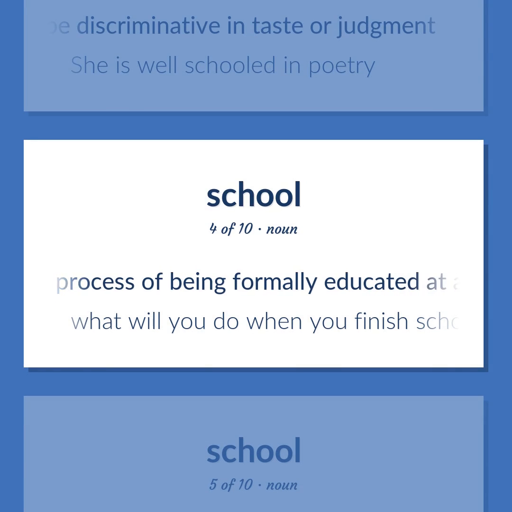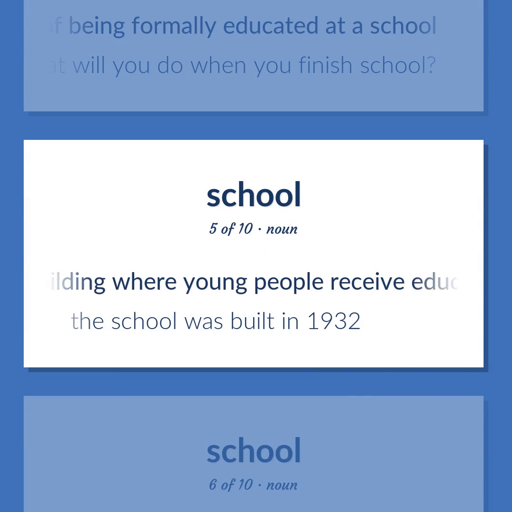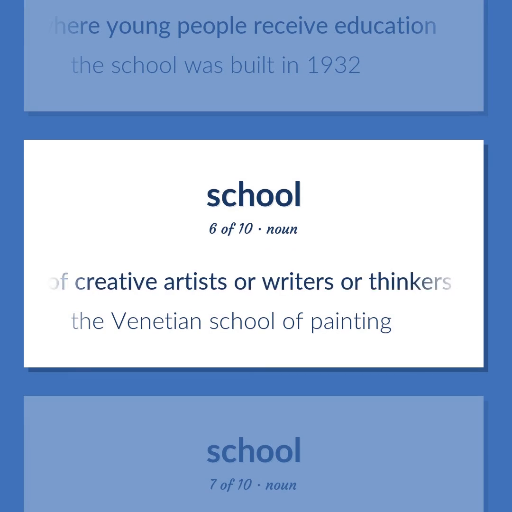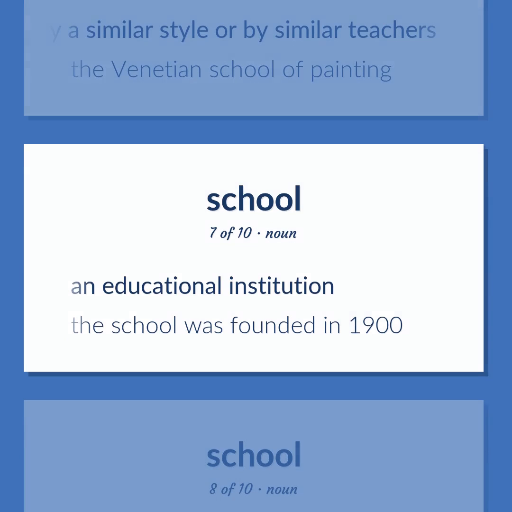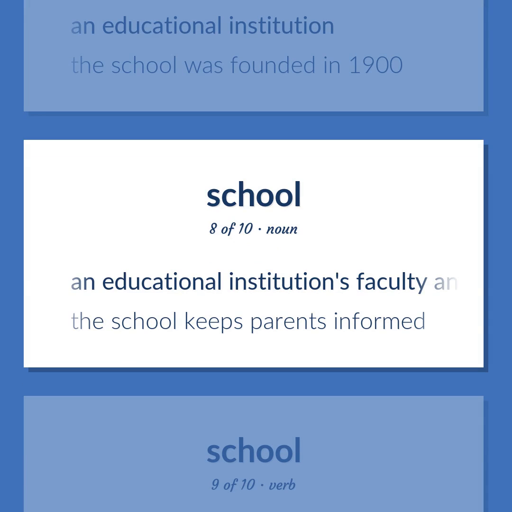The process of being formally educated at a school. What will you do when you finish school? A building where young people receive education. The school was built in 1932. A body of creative artists or writers or thinkers linked by a similar style or by similar teachers. The Venetian School of Painting. An educational institution. The school was founded in 1900. An educational institution's faculty and students. The school keeps parents informed.